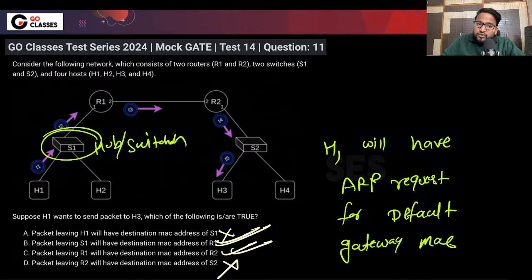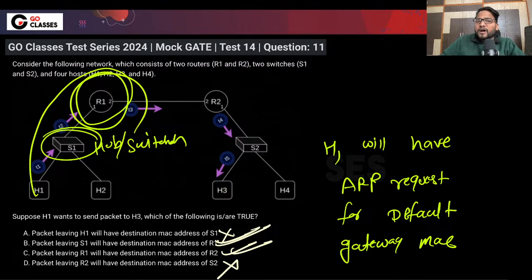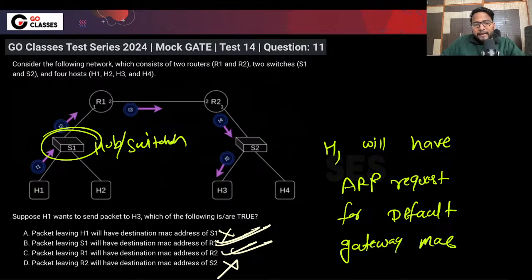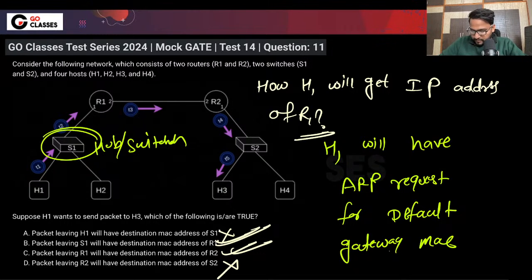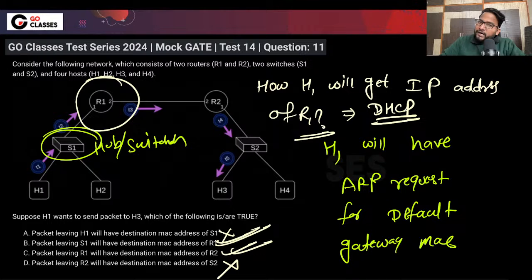And how is H1 going to get the IP address of R1? Can anyone tell me how H1 will get the IP address of R1? Yes, using DHCP. Using DHCP, it will get the IP address of the default gateway, its own IP address, and the local server.